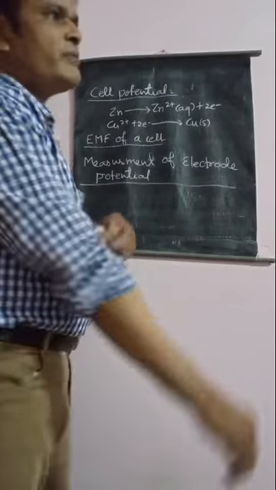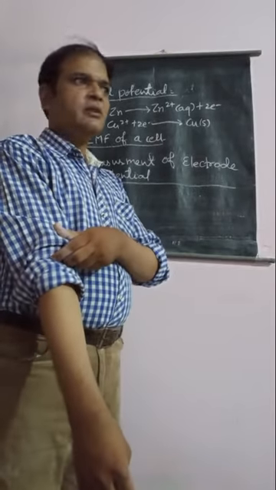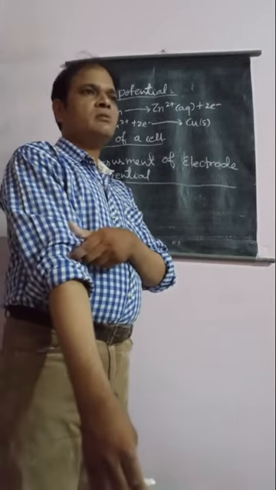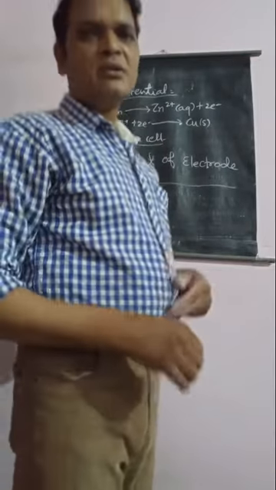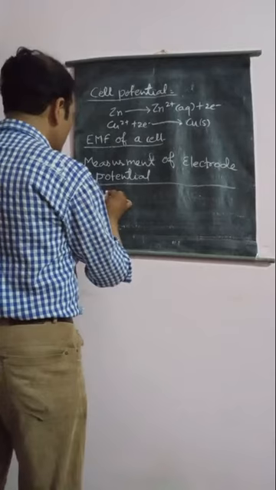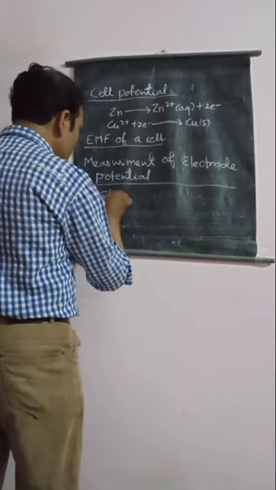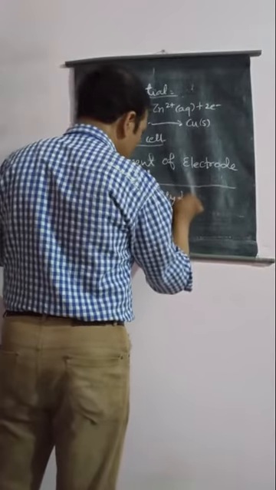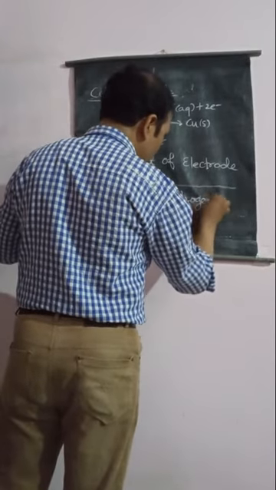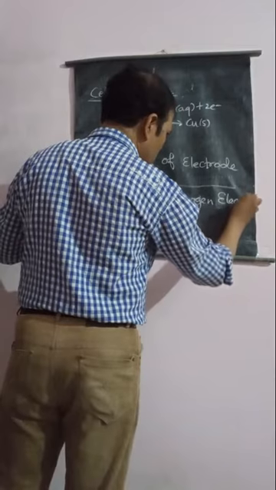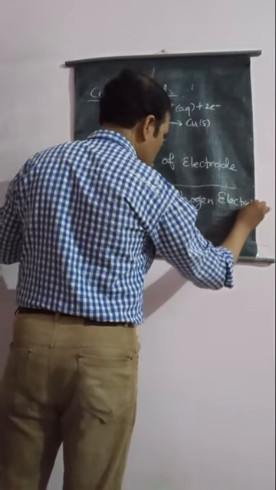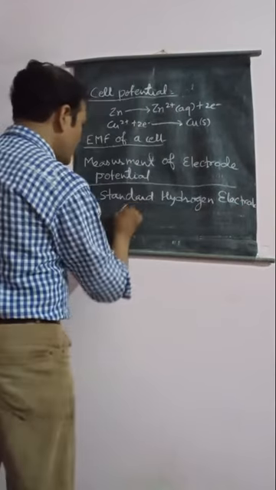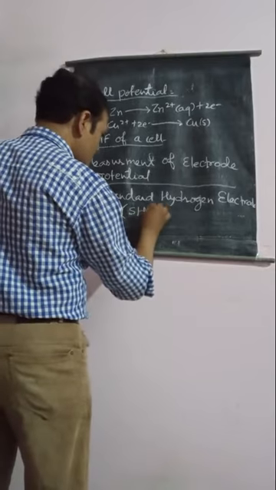For the measurement of electrode potential, we have a requirement of another electrode, and generally we use the reference electrode that is known as the standard hydrogen electrode. So for the measurement of electrode potential, we generally use the standard hydrogen electrode. It is also known as SHE.